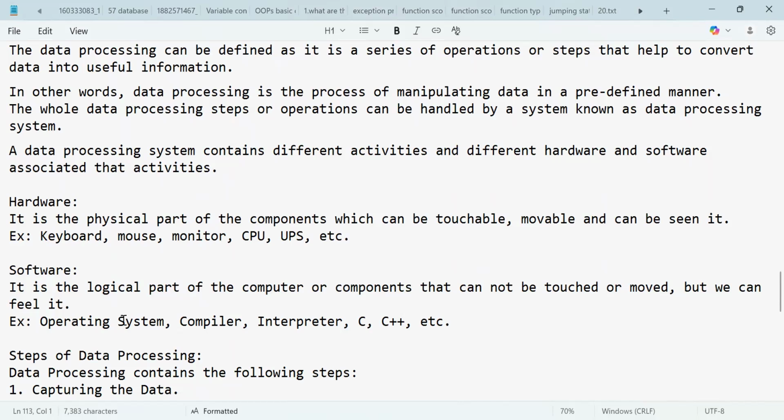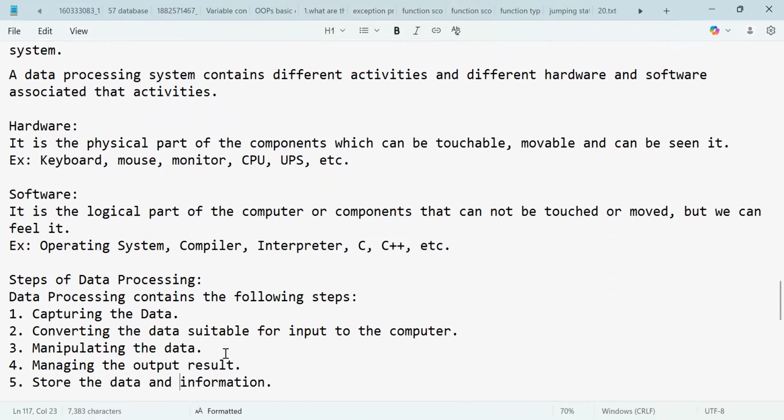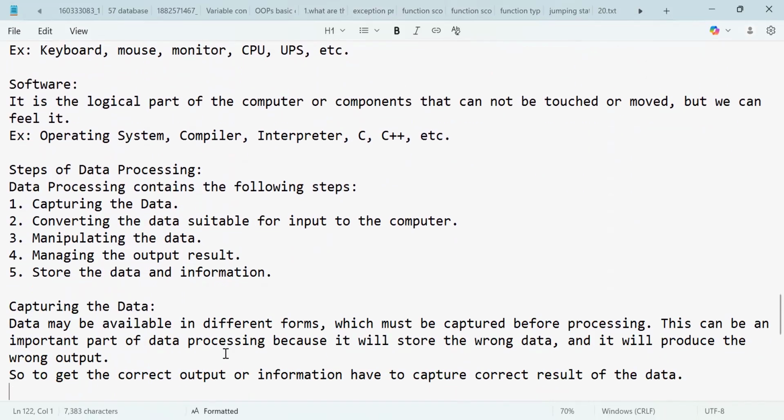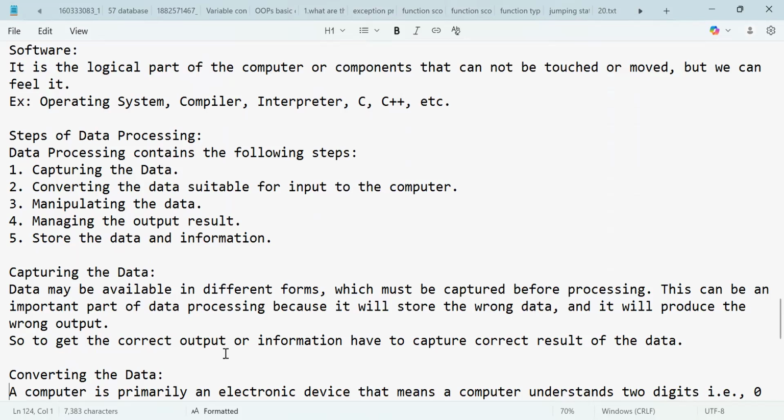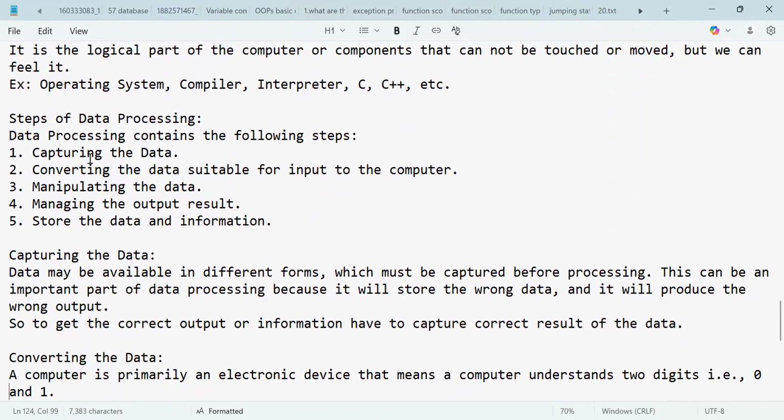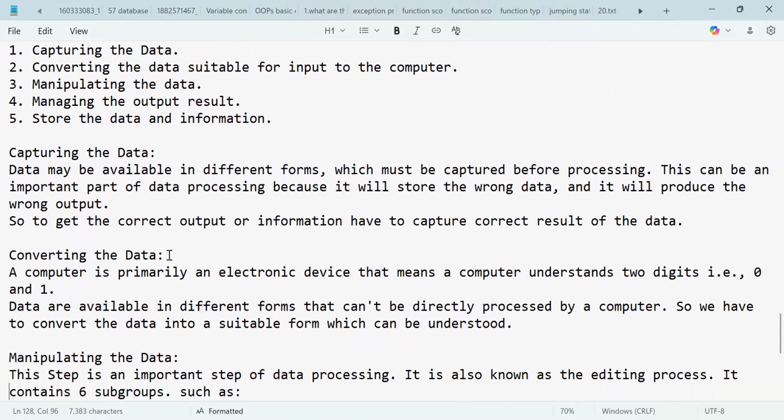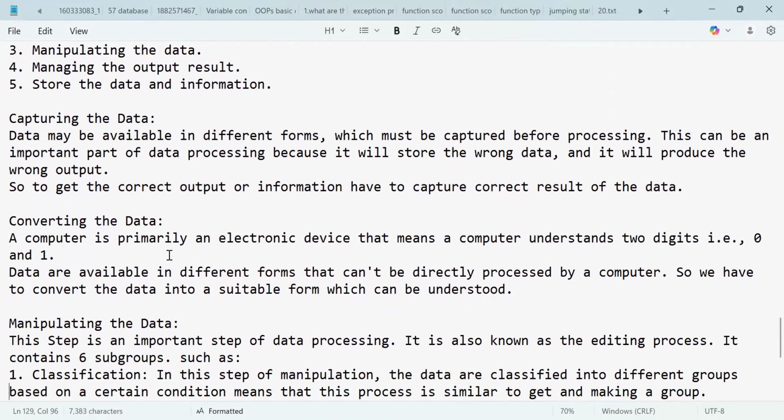After that, I will discuss the steps of data processing. The steps of data processing contain the following: one is capturing the data; second is converting the data into a suitable format for input to the computer; third is manipulating the data; fourth is managing the output; fifth is storing the data and information. First, I will discuss capturing the data. Data may be available in different forms.